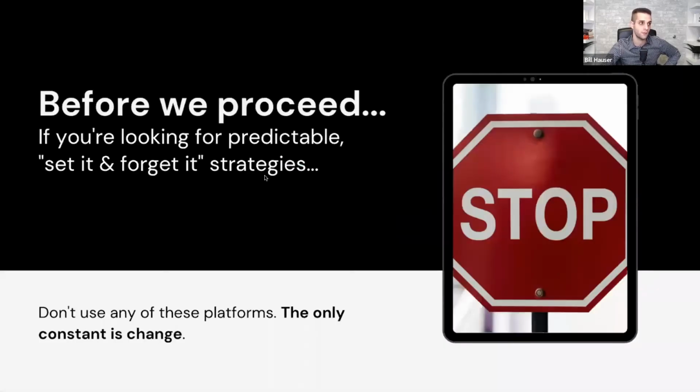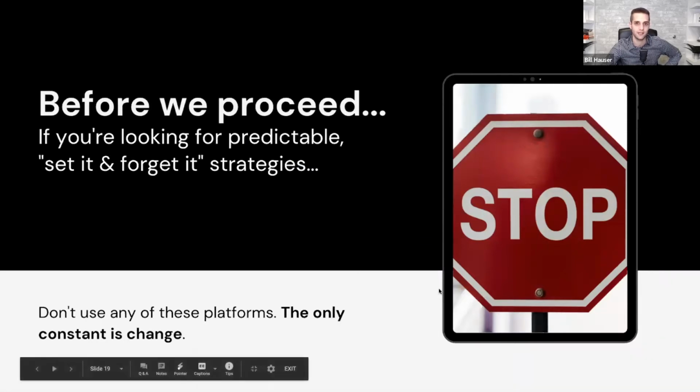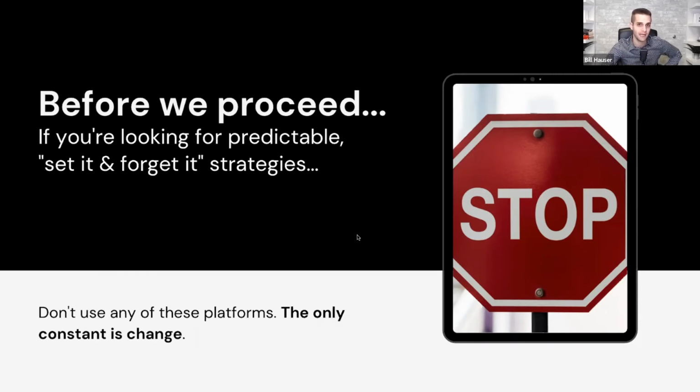Okay. So before we proceed, I know some of you are probably getting excited. Just don't think that this is a set it and forget it strategy. If you're looking for some black magic secret, this isn't it. This requires work, critical thinking, learning, looking at data, making pivots, etc.